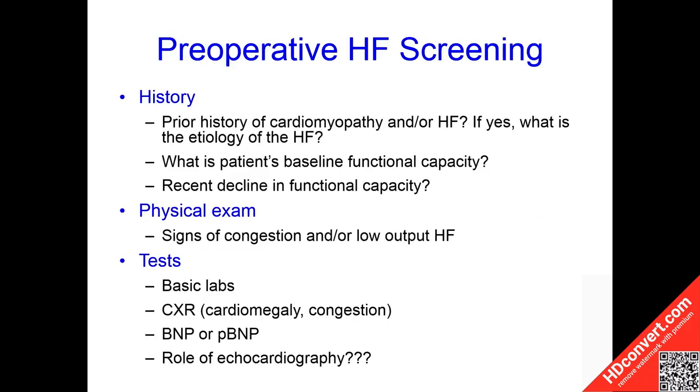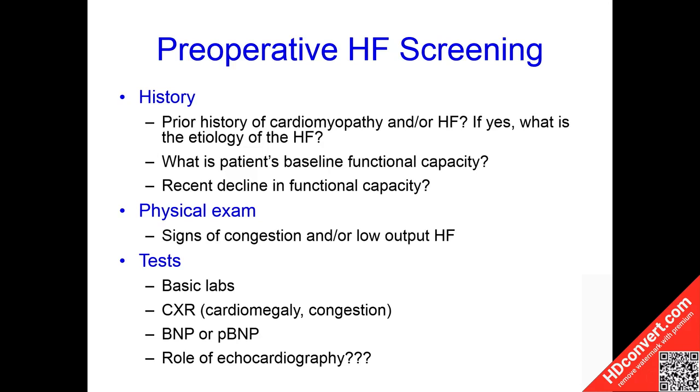Now, how should we screen these patients before they go in for surgery? Well, I think we want to get a sense of whether they have a prior history of cardiomyopathy and/or heart failure. And if yes, what is the etiology of the heart failure? Is it ischemic heart disease? Is it valvular heart disease? Is it idiopathic? Is it chemotherapy related? It's helpful to know why they have a cardiomyopathy and heart failure.